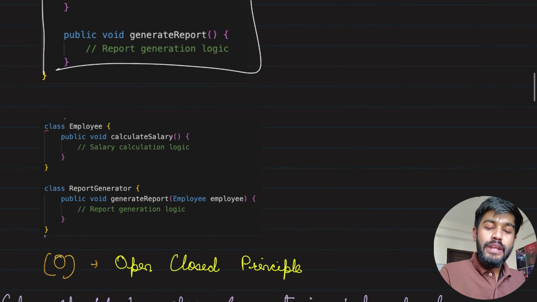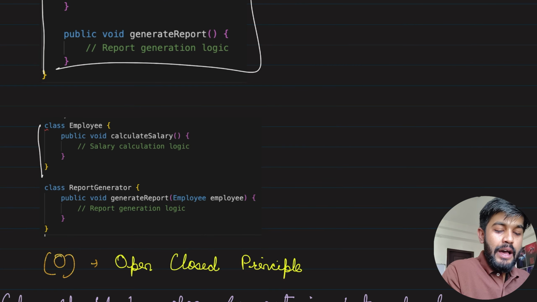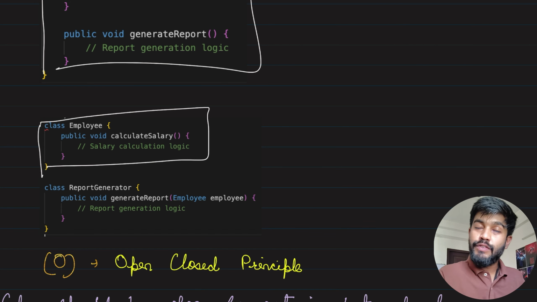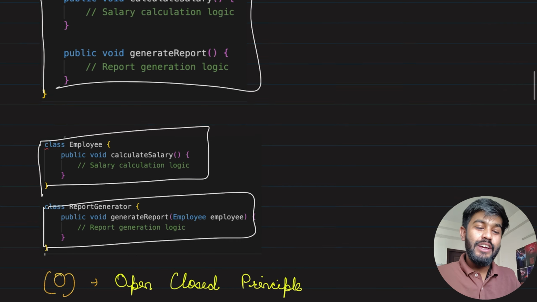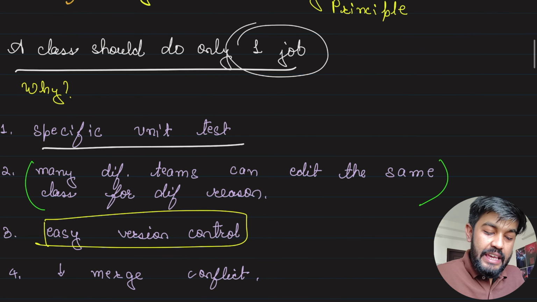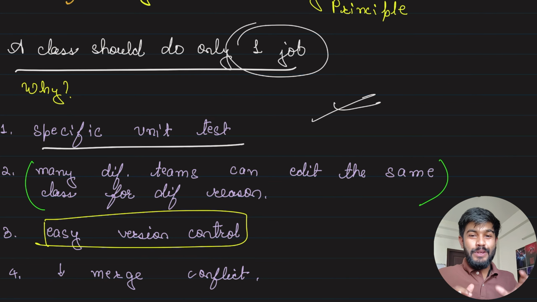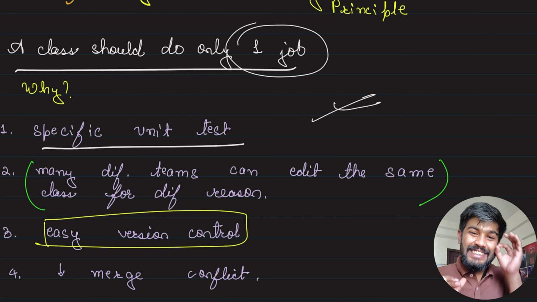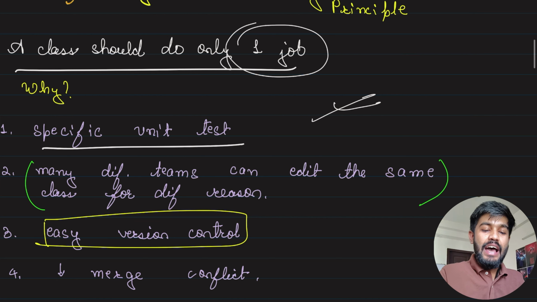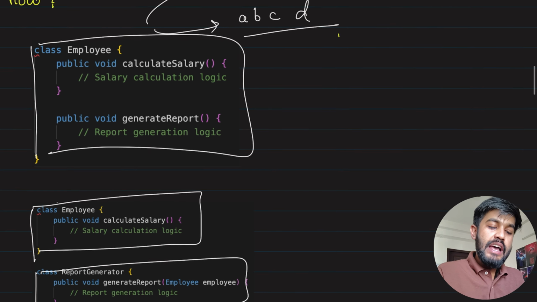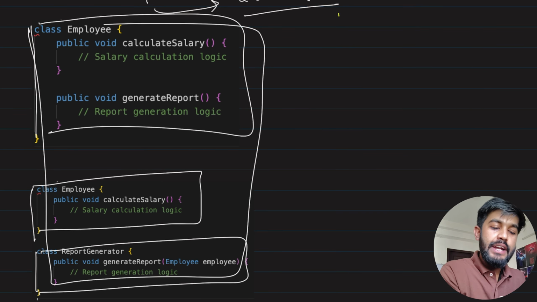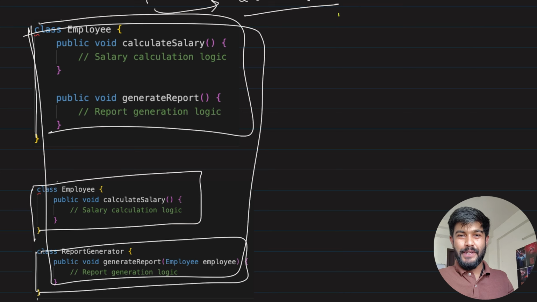So if we have a separation of concern, then a person who is changing the logic of calculate salary would change here, and a person who is changing the report generation would change there. So, less merge conflict. So this is why the single responsibility principle exists in the first place, and this is what single responsibility is, and this is how we implement or enforce the single responsibility principle.